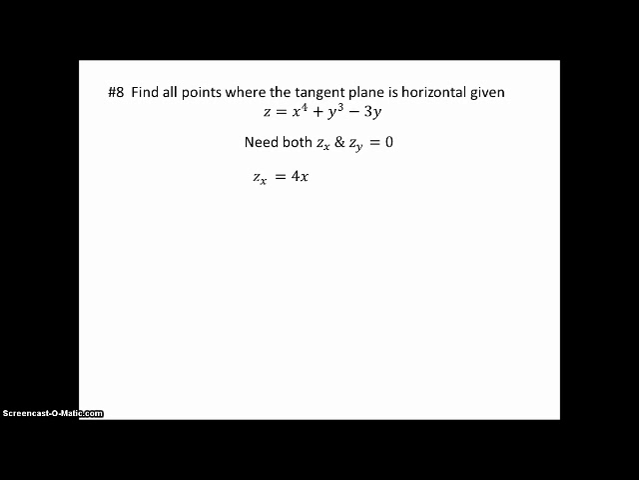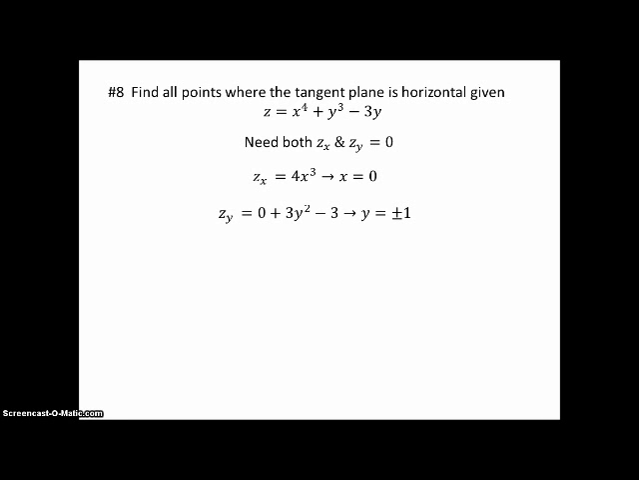Number 8, find all points where the tangent plane is horizontal given z equals x to the fourth plus y cubed minus 3y. So again, we want both partial derivatives to be 0. Zx is going to be 4x cubed, which again means x has to be 0. Zy is 0 plus 3y squared minus 3, and if you set that equal to 0 and solve for y, you get plus or minus 1.